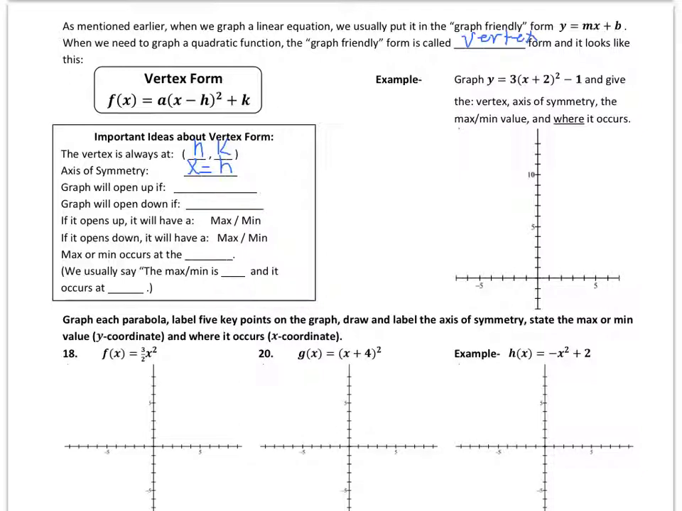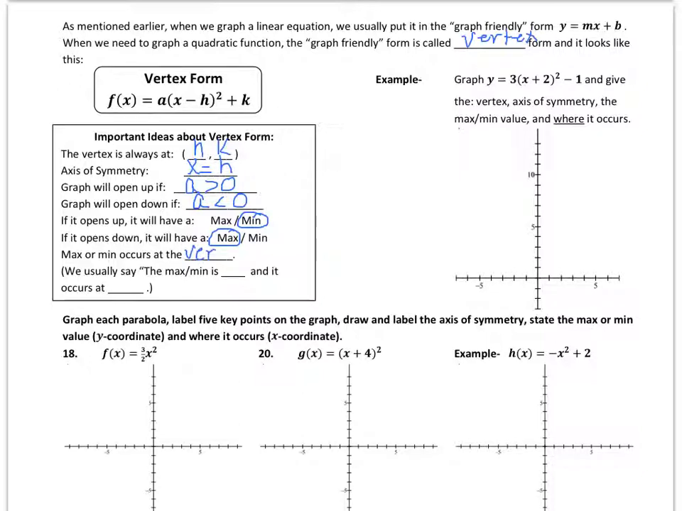Now the graph will open up if a is greater than 0, and open down if a is negative, or less than 0. If it opens up, will it have a max or a min? If it opens up, it has a min. Then if it opens down, it has a max. Good. Now the max or min occurs at the vertex.